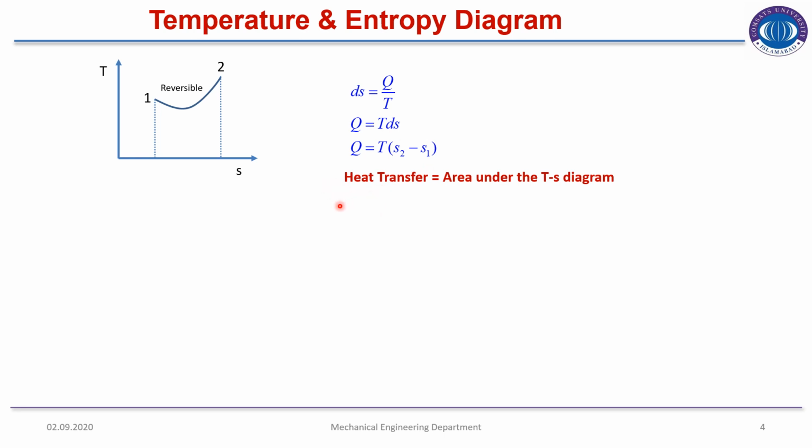Here it is written in the maroon or red colored line that heat transfer is the area under the TS diagram. So graphically, if you want to find the value of heat transfer, you will be looking at the area under the curve.